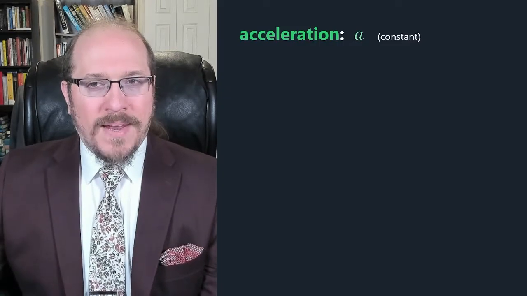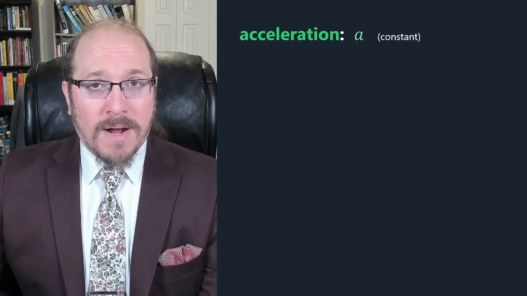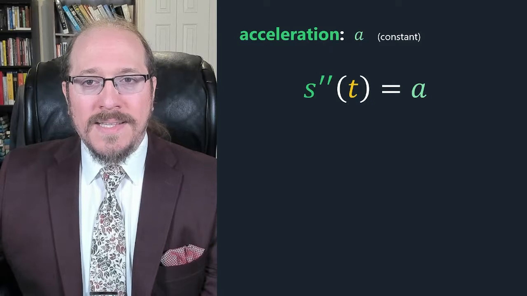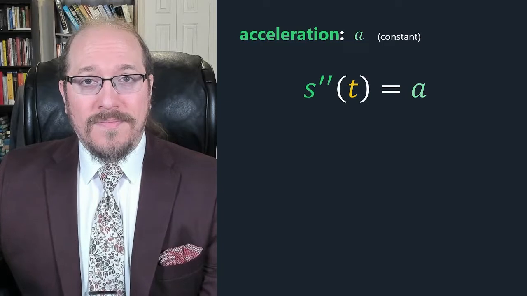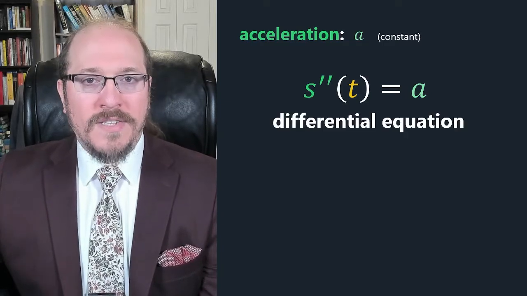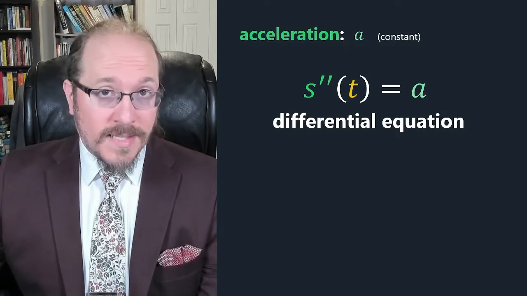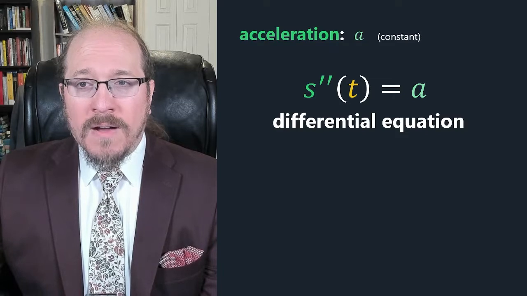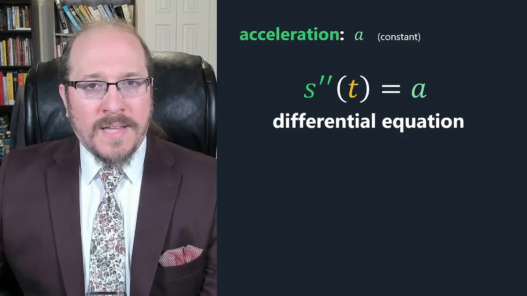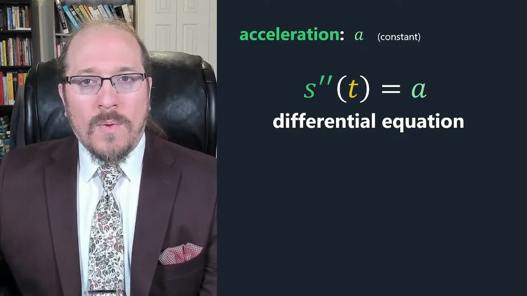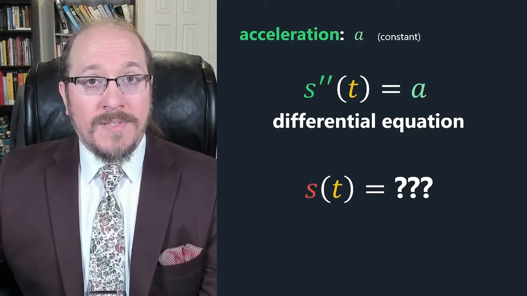Let's suppose that an object has constant acceleration a, which is a pretty reasonable assumption to make for a problem like this. So that means that the second derivative of position is equal to that number a. This is something called a differential equation, which means that we know something about the derivative or derivatives of a function, in this case the second derivative, and we want to figure out what the original function must be. We'll talk about differential equations a little later in the course, but for now, we'll work our way back up to the position, which we traditionally label s.